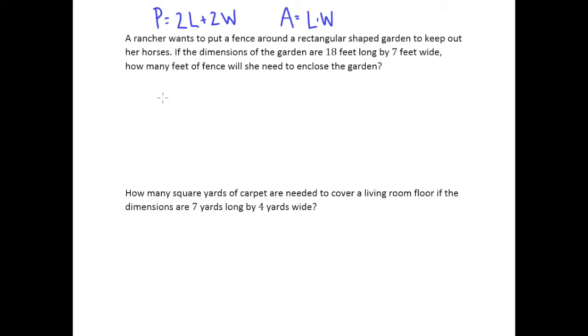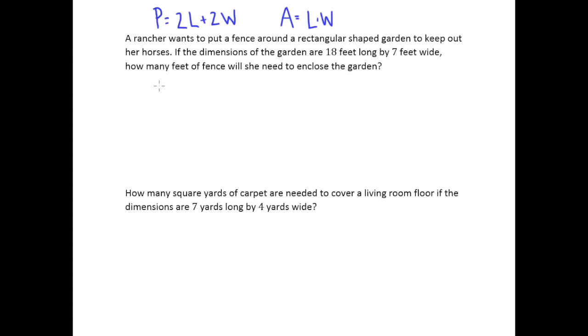So it says a rancher wants to put a fence around a rectangular shaped garden to keep out her horses. If the dimensions of the garden are 18 feet long by 7 feet wide, how many feet of fence will she need to enclose the garden? So we're talking about a rectangle, so potentially either one of these formulas could be applicable. So the question is, are we talking about either perimeter or area in this story problem?